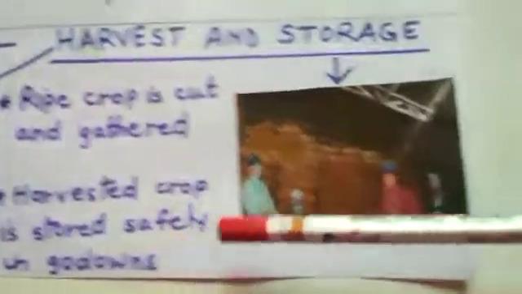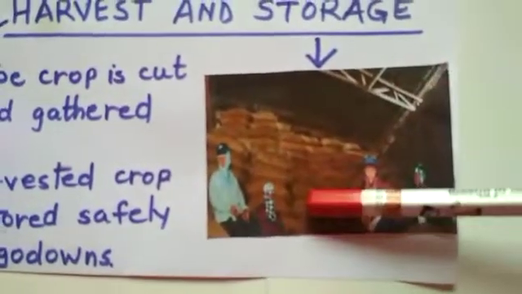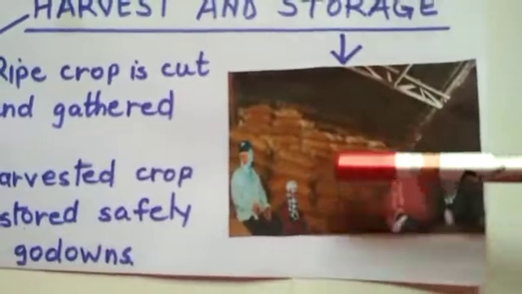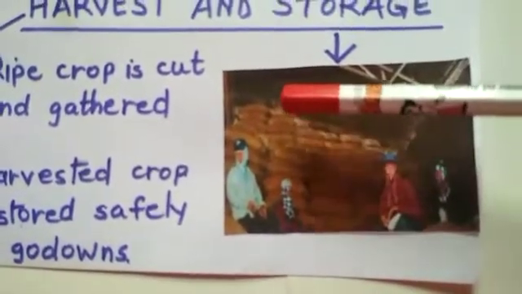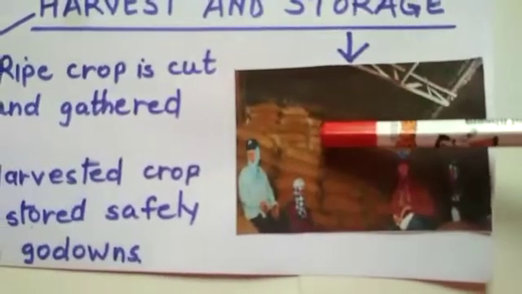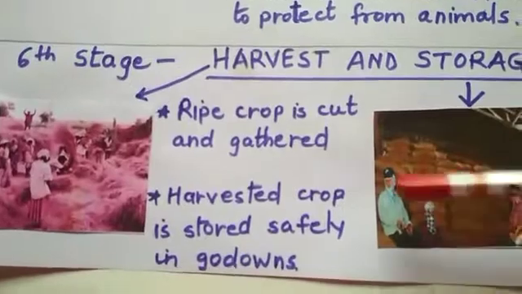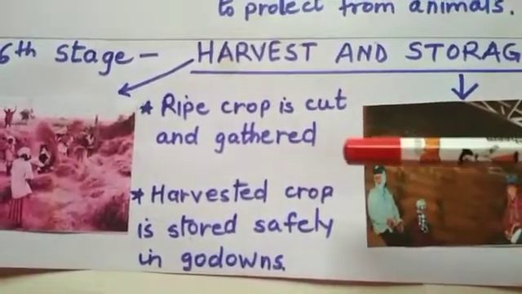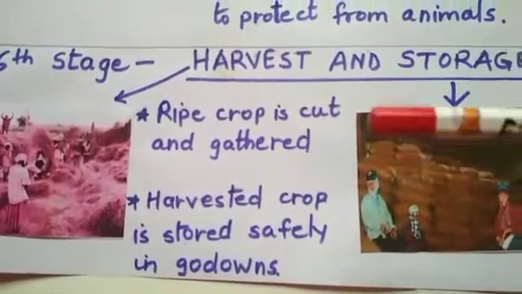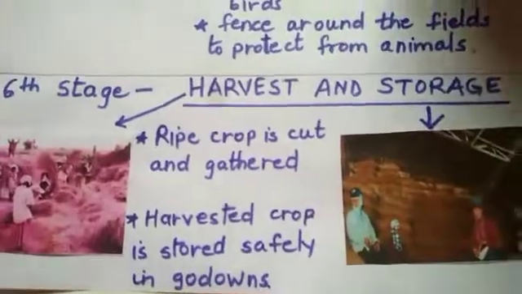And see in the second picture, here it's a picture of a godown where the harvested crop or grains are packed in sacks, and these sacks are stored one above the other in a godown. Now this was the sixth stage. Now once the crop is harvested and stored, it has to be delivered to people. It should reach all of us. Now how is it done?